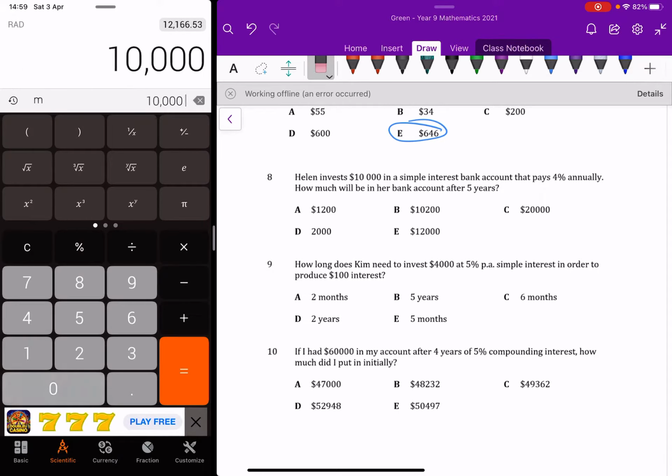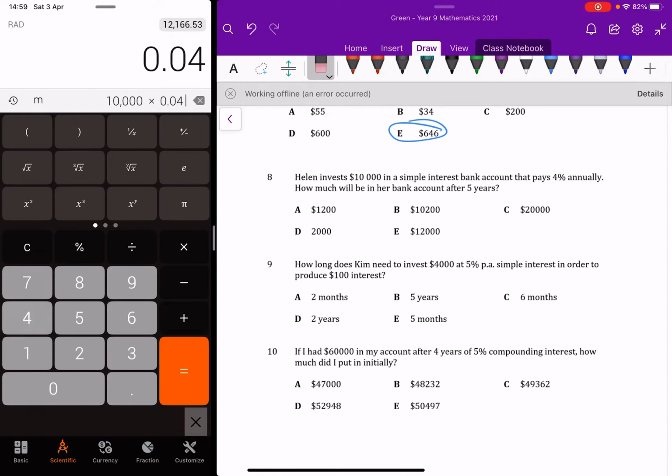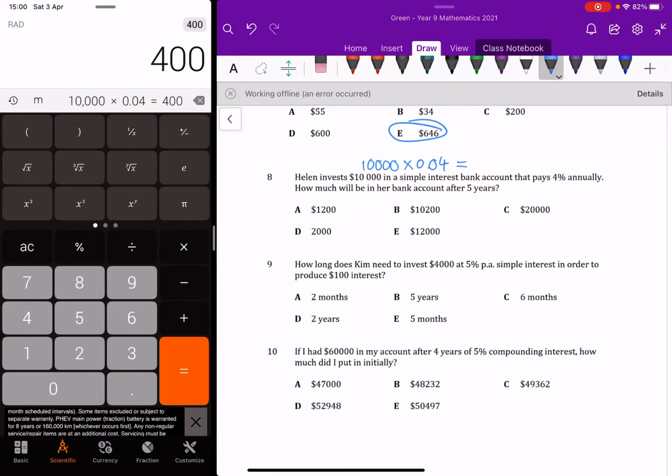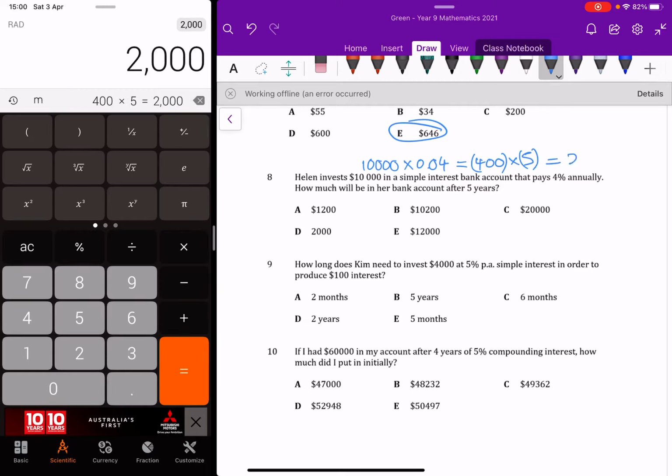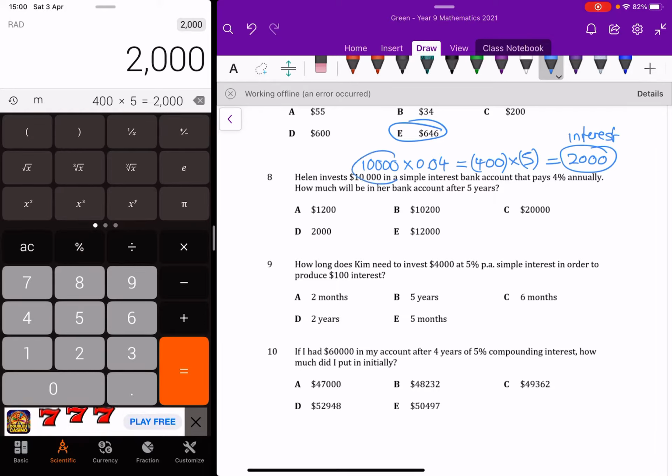So we just need to work out 4% of 10,000. So I times it by 0.04. So I do 10,000 times by 0.04, and this gives me $400 a year. She does that for 5 years. So this is how much she gets per year. I do that for 5 years, so I do 400 times by 5, which is 2,000, and then I need to add that to her original amount, because this is how much interest she's made, and that's going to be added to that 10,000 that she had to start with. So we're going to add 10,000.